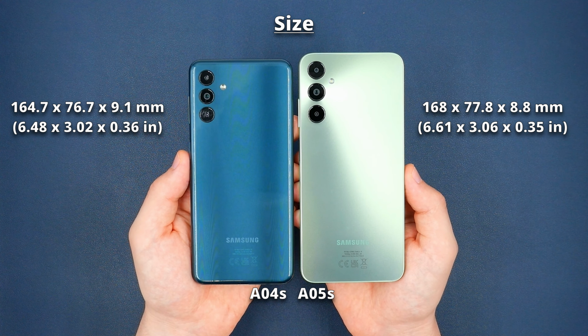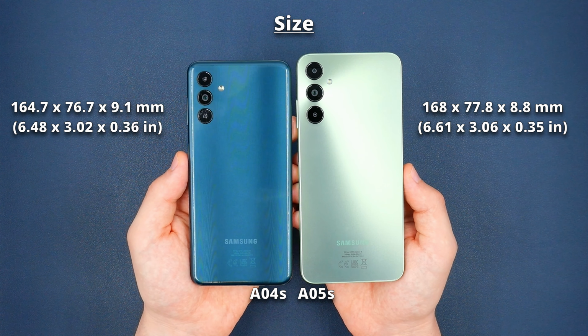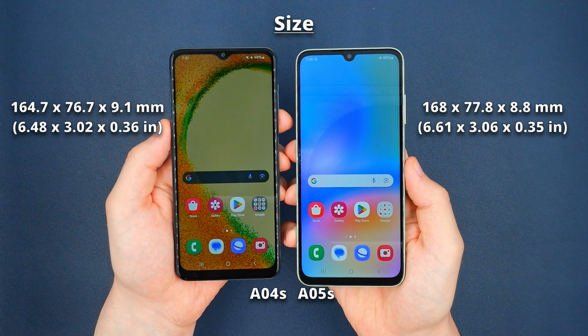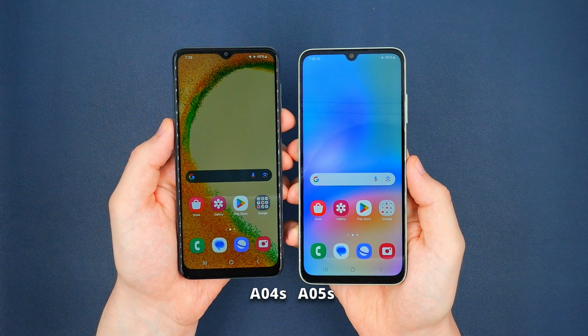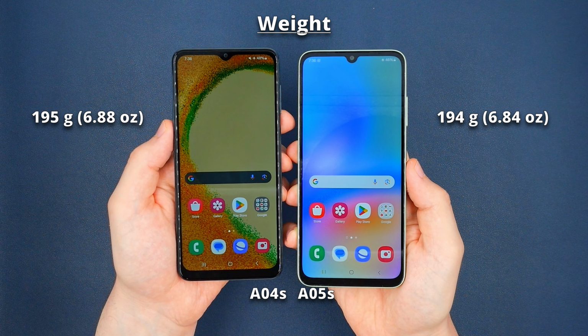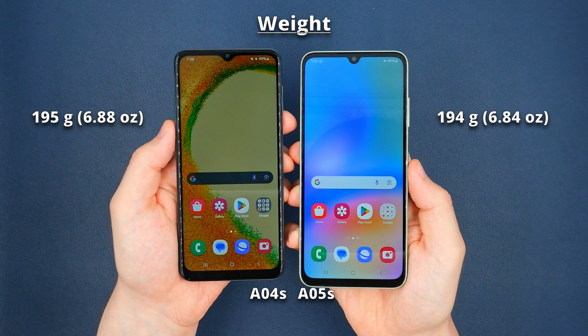Samsung made the A05s slightly bigger. They borrowed the shape of the A14 and applied it to the A05s, making it, in my opinion, slightly less comfortable to handle. However, as you will see, the newer phone compensates by having better specs. In terms of weight, they're practically the same, with only a 1 gram difference.